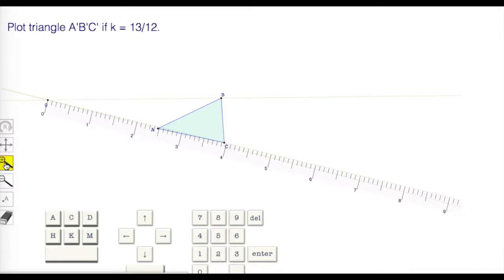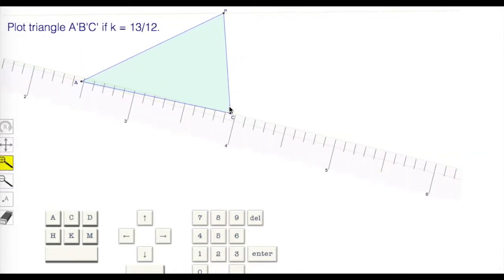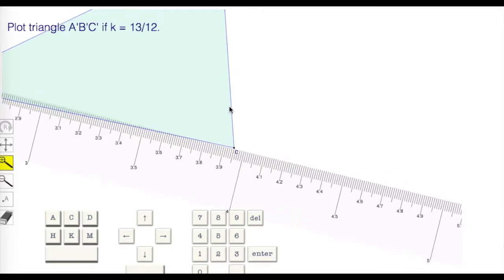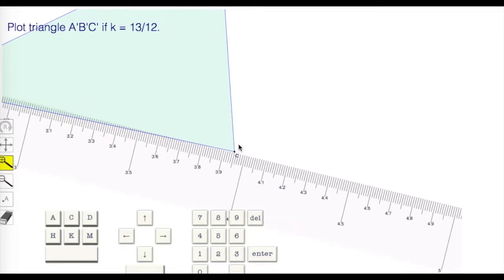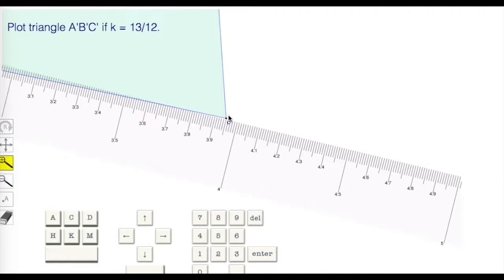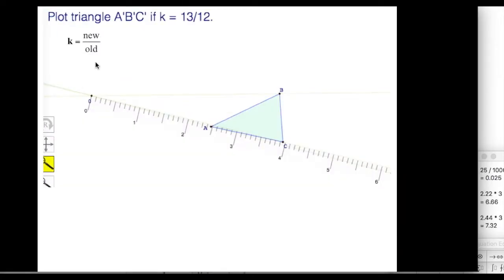Let's zoom in to make sure. Yep, that's 3.95. And if we keep zooming in, you see the numbers pop up. Zoom out. K is new over old, and our K is 13/12, so I'm replacing the K with 13/12. I've measured the distance from O to C, right? So that's our old. The new would be O to C prime, wherever we're going to plot that.